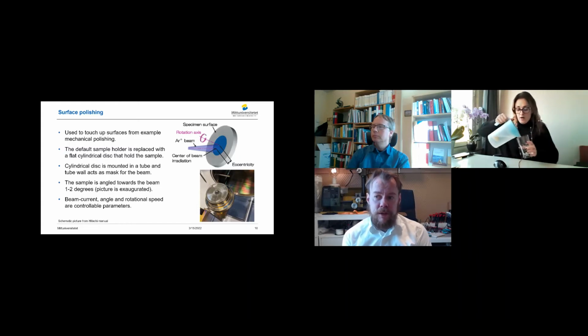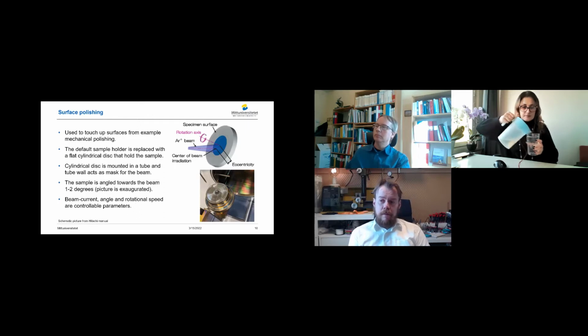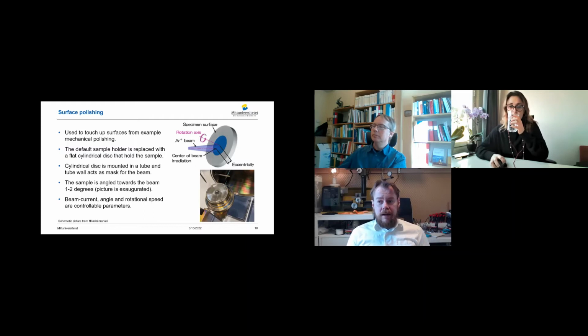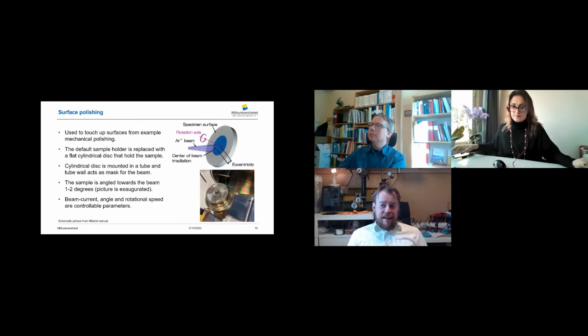Surface polishing can be used for many things. One use is that you have a mechanically polished sample, and then you can make the final touch-up of the sample by doing this plasma beam polishing, and that will give you the final flatness and smoothness of the surface that you have mechanically polished.